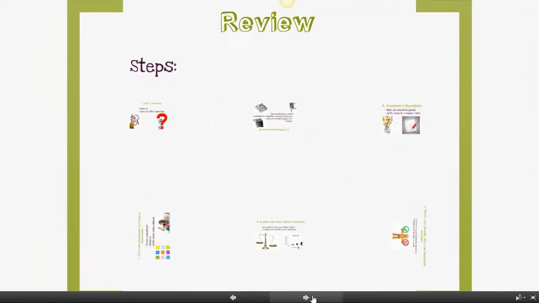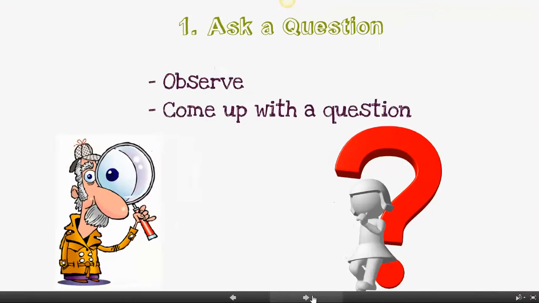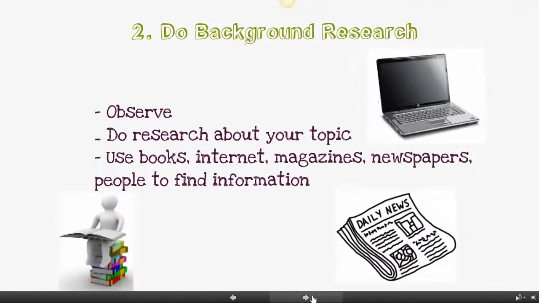Alright, so let's review. Here are the steps of the scientific method. First, ask a question. So you would observe something that you would want to know more about and come up with a question. You would then do some background research on that topic. Maybe some more observation. We could research using books, internet, magazines, newspapers, and other people to find information.